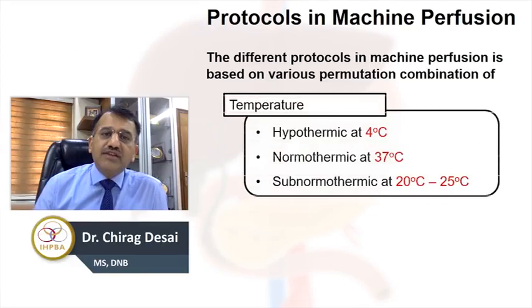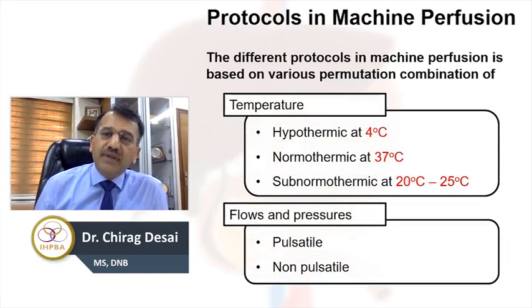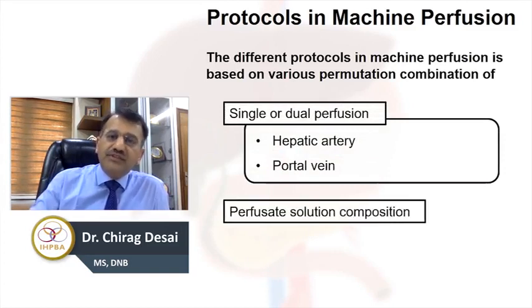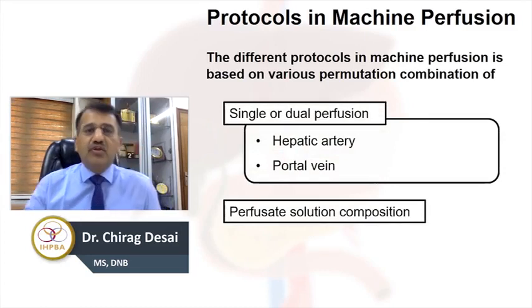So these are the various protocols. According to temperature, it could be hypothermic, subnormothermic, or normothermic. Flows could be either pulsatile or non-pulsatile. It could be a single perfusion or dual perfusion, or it can differ in perfusate solution composition. These are the various protocols, and they are used in permutation and combination.